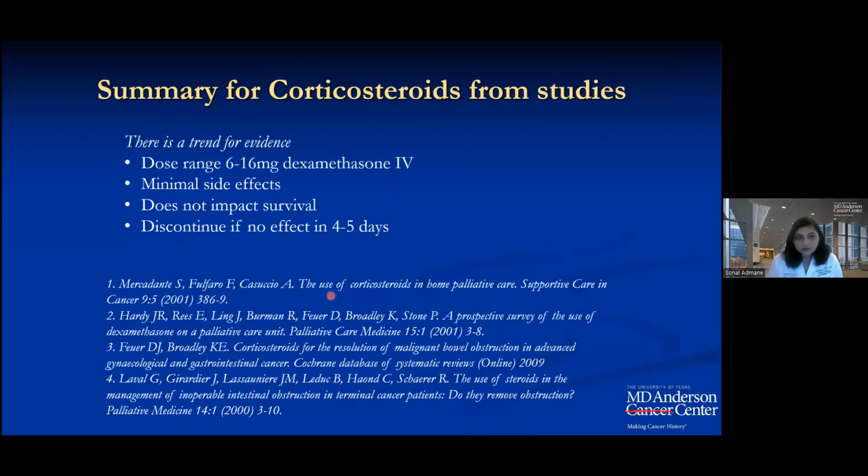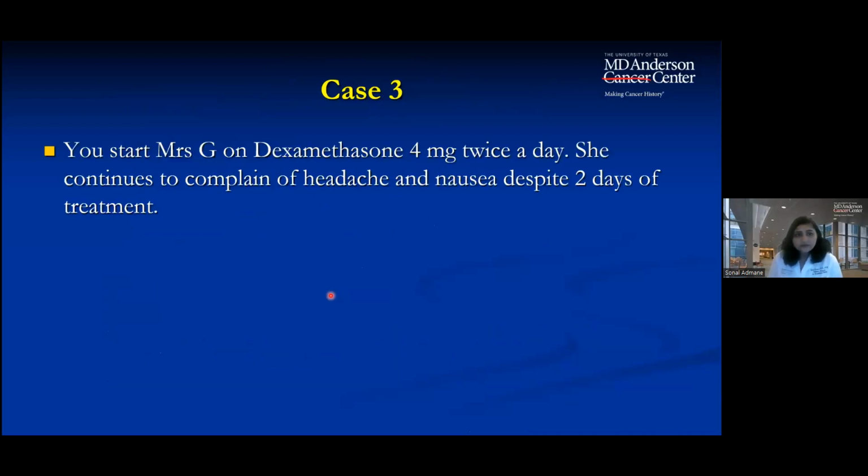Usually the dose ranges from 6 to 16, and usually you see effects pretty early, in the first 72 hours. If there is no benefit of steroids in 4 days, then you have to look at alternative ways of managing raised intracranial pressure. So you start Mrs. G on dexamethasone 4 milligrams twice a day, but she still continues to complain of headache and nausea and vomiting.